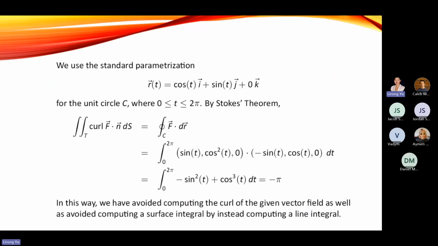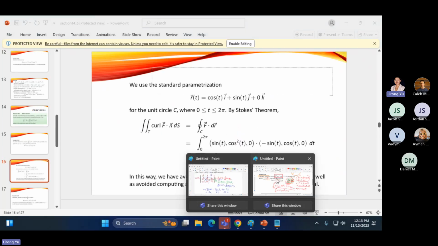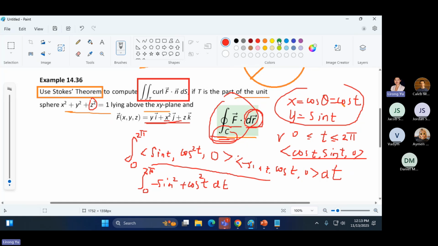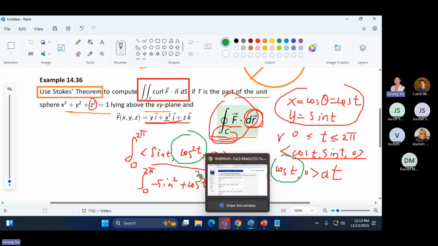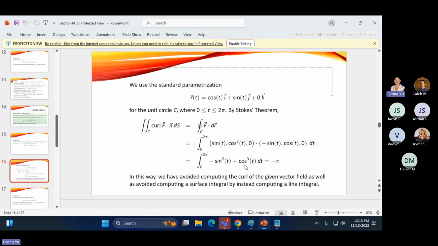Okay, I forgot to square. I realized that this component was cosine squared t, and that was cosine t, so it should be cosine cubed t. So we will calculate both of them. It's a summation. We calculate sine squared and cosine cubed, do a substitution to integrate cosine cubed, and use a reduction formula to integrate sine squared. After working out the trig integrals, the answer for the integration is negative pi.